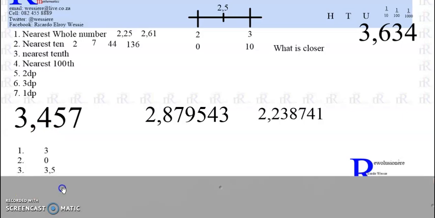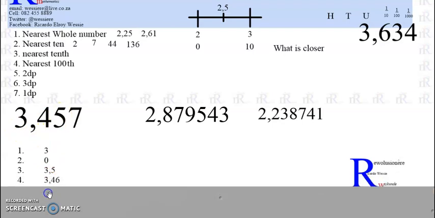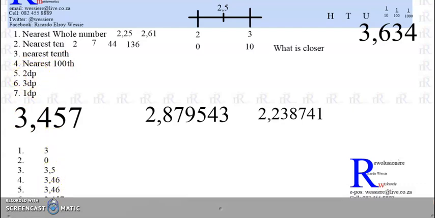Now I go to the next one. Next one says I must round to the nearest 100. So 100 is the second decimal place. I look at the next number, it's a 7. So this 5 becomes a 6. So my answer is 3,46. And the same will be applied if I say to round to 2 decimal places. My answer will be 3,46.